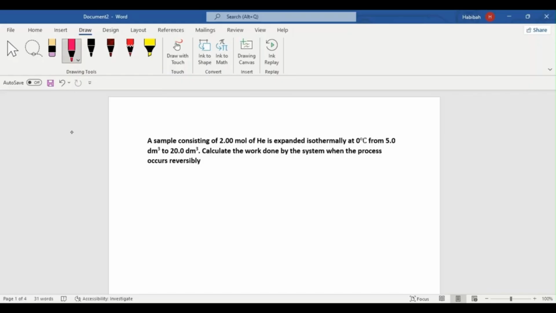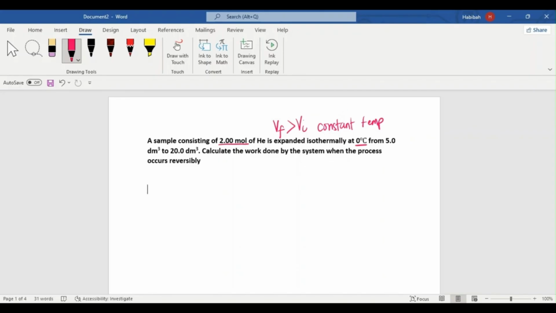So today we're going to be working on the question on the screen that says a sample consisting of 2.0 mole is expanded isothermally. Expansion just means the final volume is greater than the initial volume, or there has been an increase in volume during the chemical process. It's expanded isothermally at 0 degrees Celsius. Isothermally tells us that we have a constant temperature process, and the temperature that is constant through the entire process is 0 degrees Celsius, from 5.0 dm cubed to 20.0 dm cubed, hence why it's an expansion or an increase in volume.